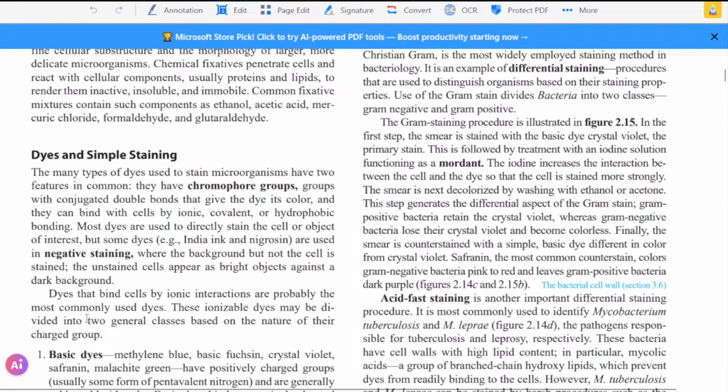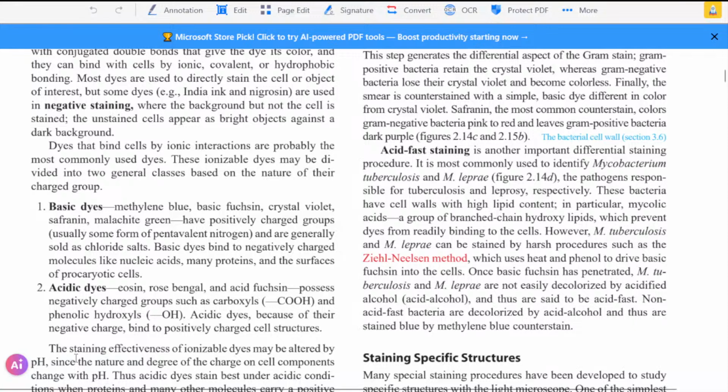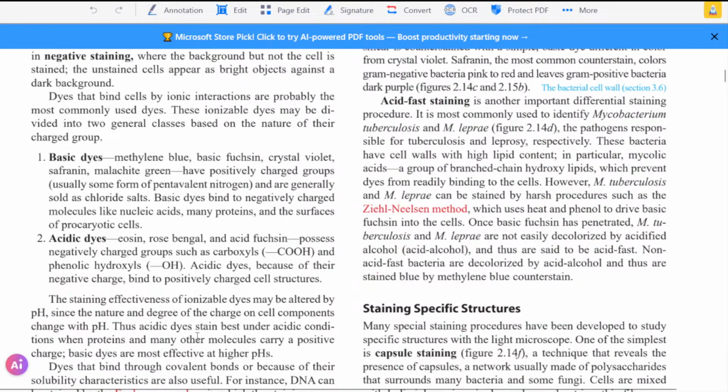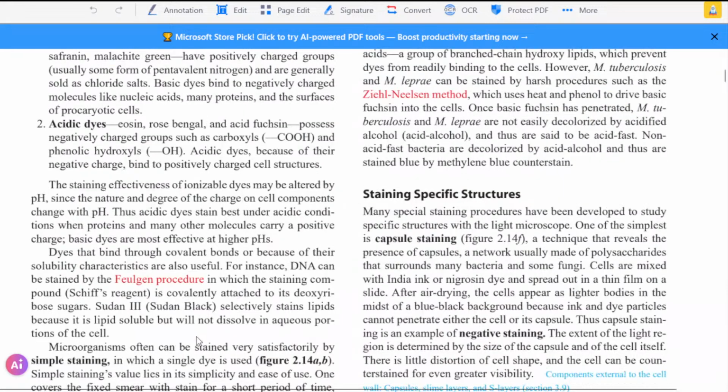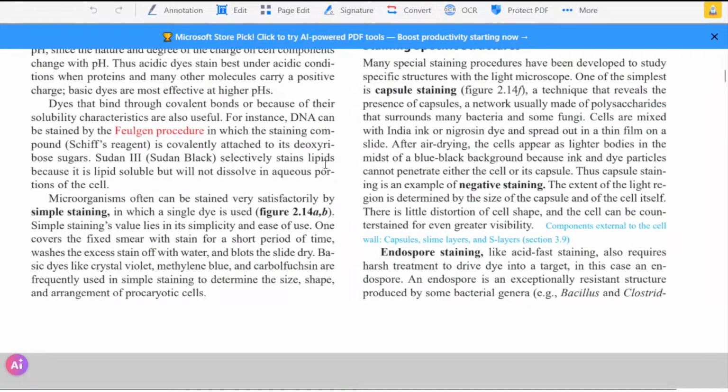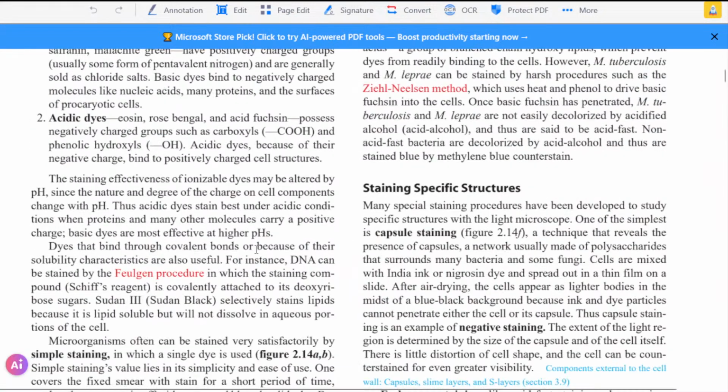They are saying that the general stains are basic dyes and acidic dyes, based on the charge. Basic dyes have positively charged groups, so they attach to the negatively charged compounds on or inside the cell, while acidic dyes have negative groups, for example carboxylic or OH groups, so they have a negative charge and attach to positively charged cell structures. I think we were done till here, and let's see what else there will be.